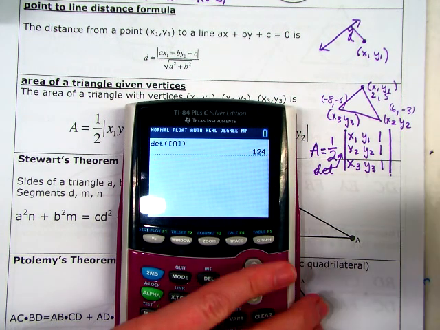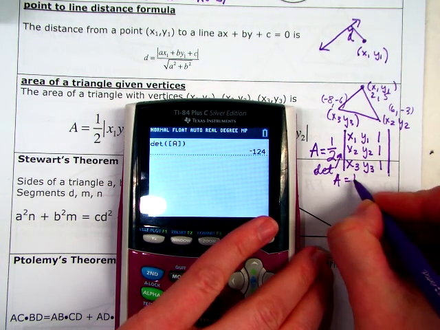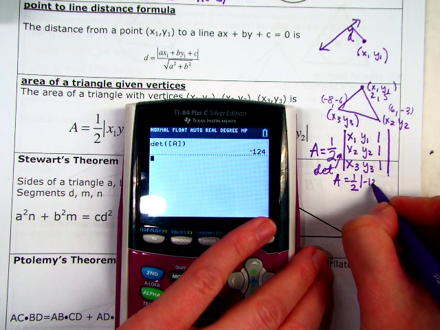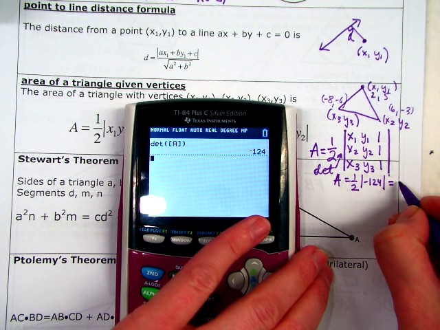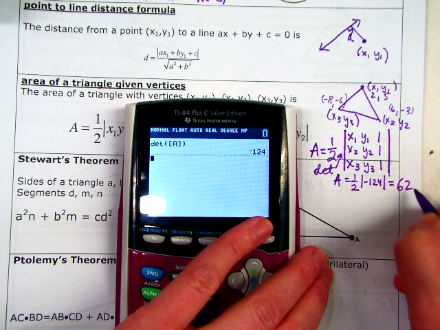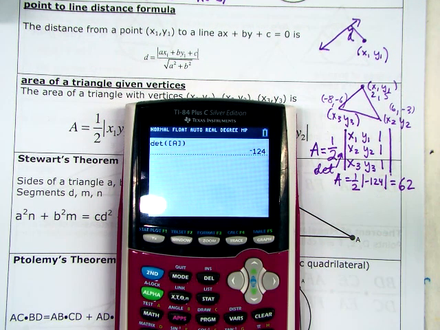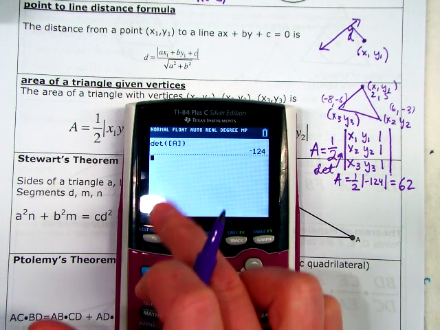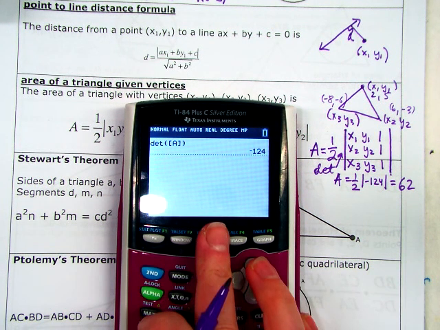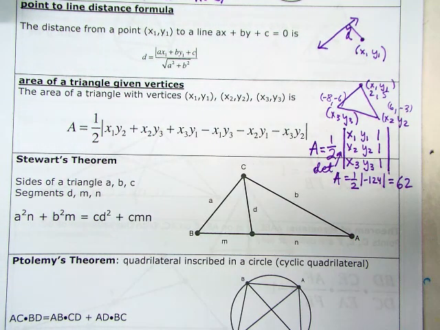So what would be the area? 1/2 of the absolute value of negative 124. So what's this? 62? So the area of this triangle happens to be 62. So that's a very neat trick, and especially if you have your calculator, if you practice putting in the matrix, you're going to be fine. Good? Moving on. Stewart's theorem.